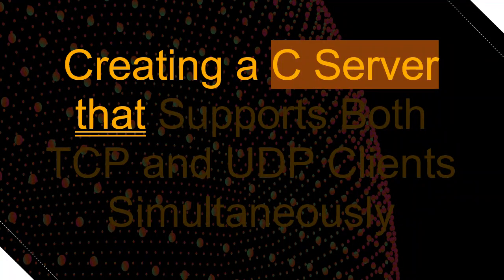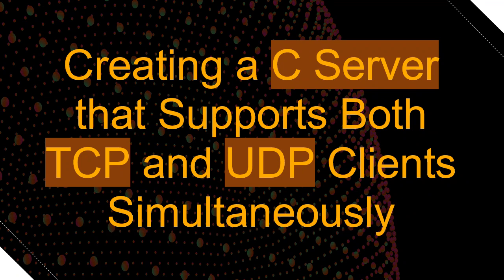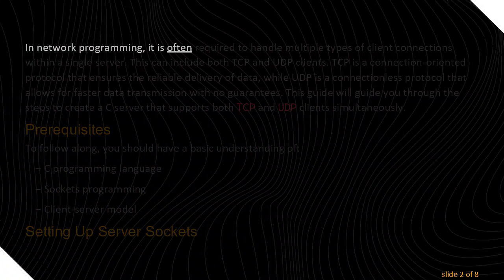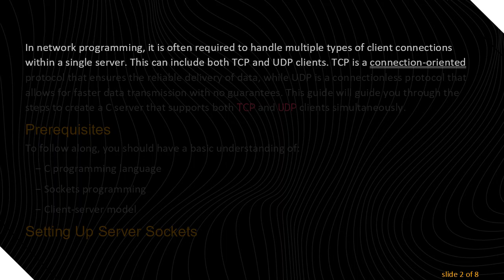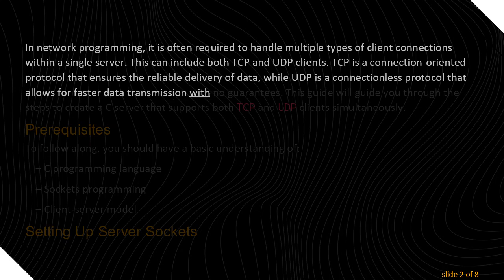Creating a C server that supports both TCP and UDP clients simultaneously. In network programming, it is often required to handle multiple types of client connections within a single server. This can include both TCP and UDP clients. TCP is a connection-oriented protocol that ensures the reliable delivery of data, while UDP is a connectionless protocol that allows for faster data transmission with no guarantees.